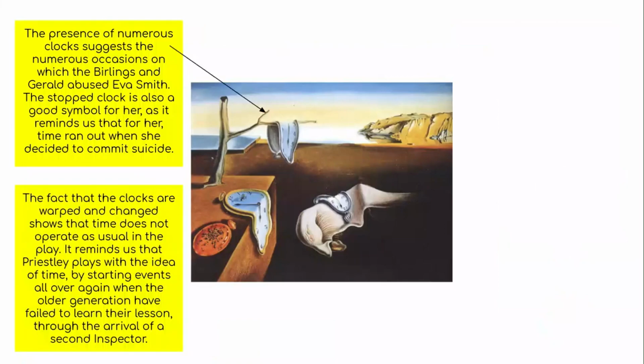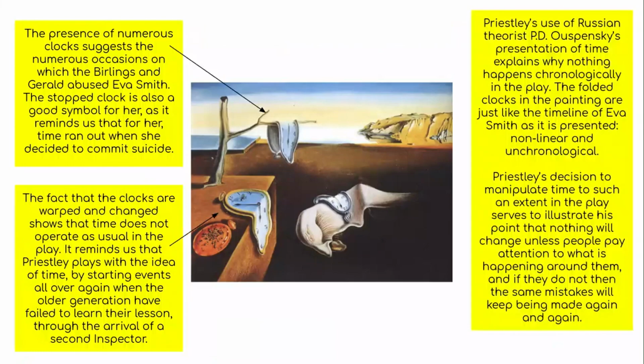Secondly, I noticed the fact that the clocks are all warped and changed. It's almost like they've melted in the sun. And this reminds us that time doesn't quite operate as it usually does in the play. Priestley plays with this idea of time, starting events all over again when the older generation have failed to learn their lesson through the arrival of a second inspector. Almost like the film Groundhog Day, which is definitely worth a watch.